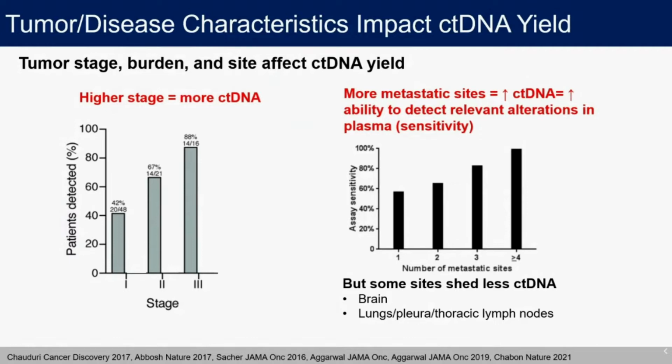That's a term that you'll see come up, a term called sensitivity: the ability to find something that's actually present, and we know that it's present based on tissue in these studies.